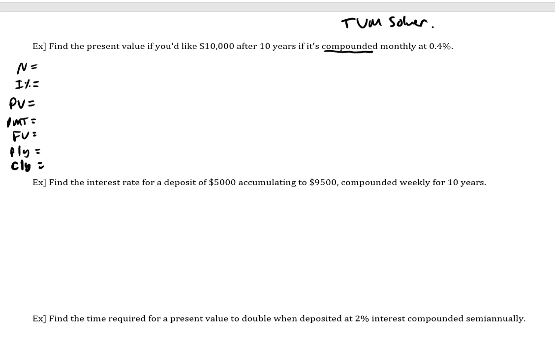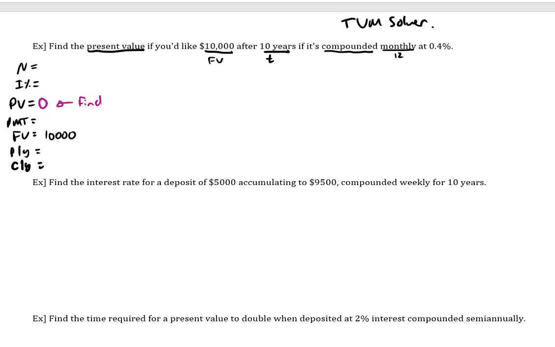It says find the present value if you would like $10,000 after 10 years if it is compounded monthly at 0.4%. So it's saying find the present value, and that's what we will try to find in just a little bit. If you would like $10,000 after 10 years, this is a future value, so we'll plug in 10,000. After 10 years, this will be the time, but time's not in here. Well, that will be handy in just a second.